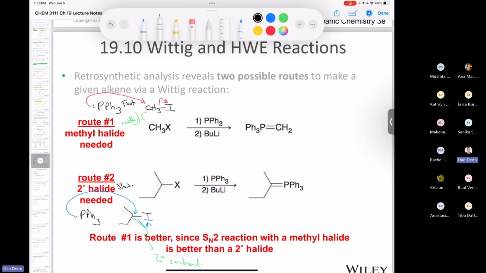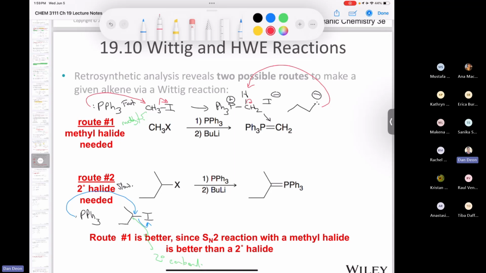Okay, so after you've done the first step, if you need a little practice, what you're actually going to end up with is triphenylphosphine and then CH3, so you have a positive charge here, plus iodide. That's the phosphonium salt. And so what you're going to do in the second step is that the butyllithium, so I'll just put butane carbanion, is going to remove this proton, and you end up with your ylide, which can also be written as an ylene. So that's what's going on here in the Wittig reaction.